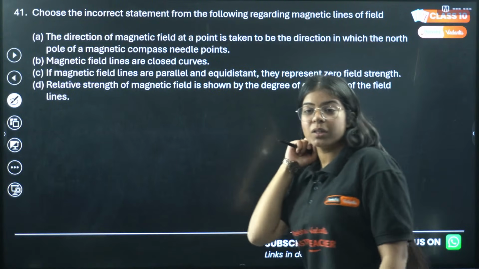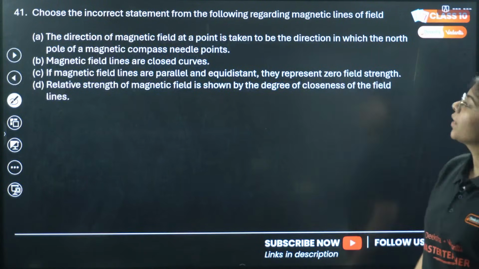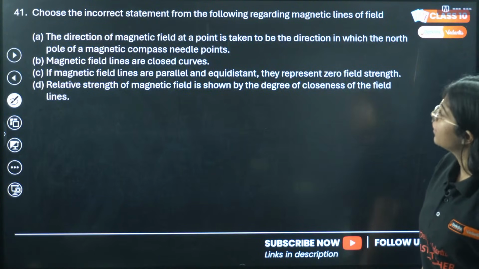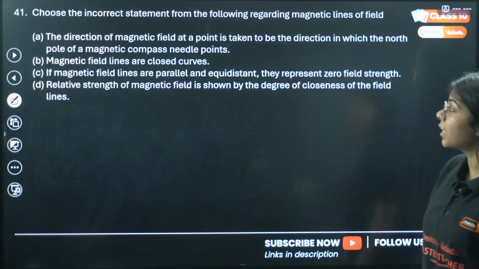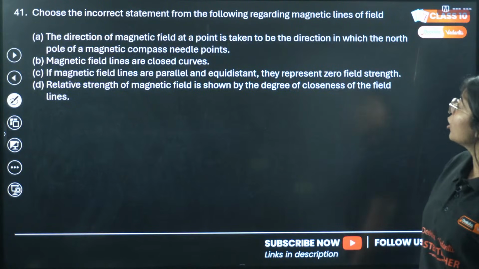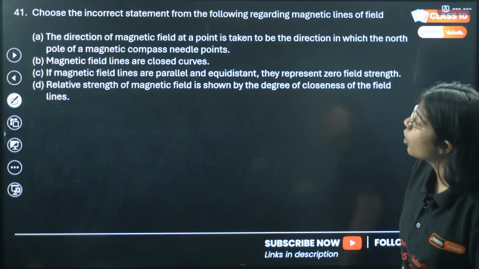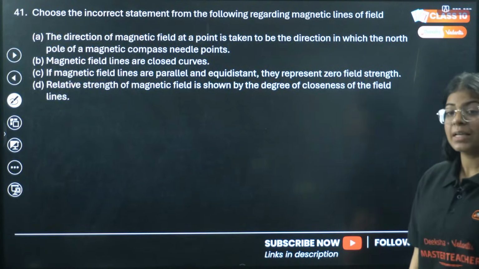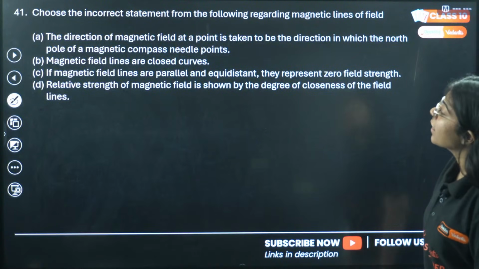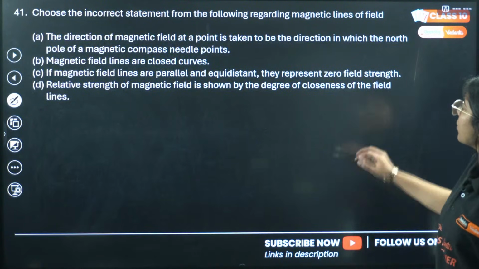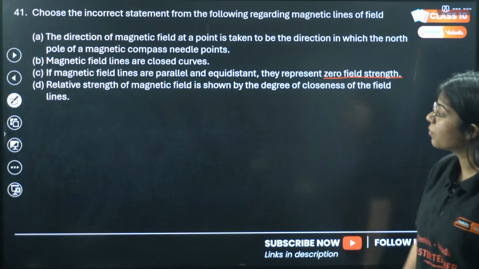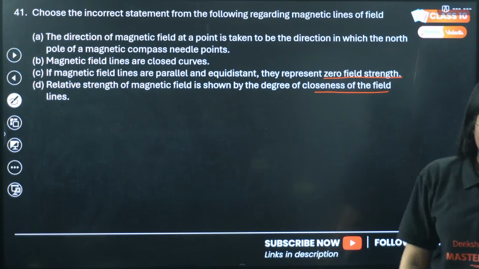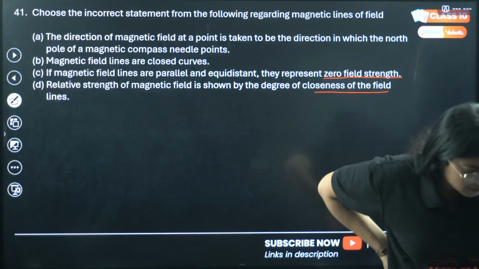Okay, 41st. We are now at the last question of our live. Choose the incorrect statement from the following regarding magnetic field lines. A, the direction of magnetic field at a point is taken to be the direction in which the north pole of a magnetic compass needle points. B, magnetic field lines are closed curves. C, magnetic field lines are parallel and equidistant. They represent zero magnetic field strength. D, relative strength of magnetic field is shown by the degree of closeness of the field lines. Can anyone answer this?